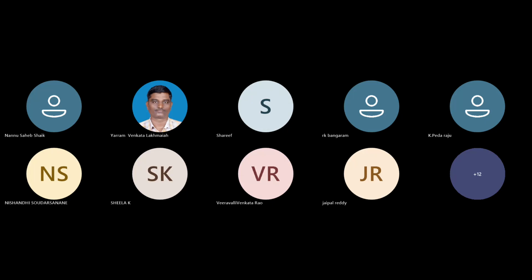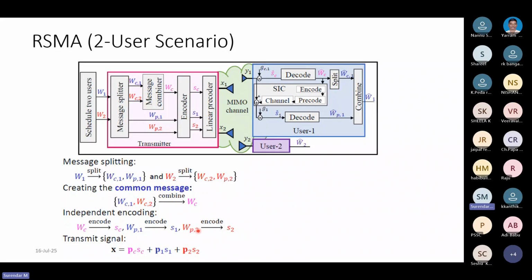Common part symbol, private part symbol 1 and private part symbol 2. Okay, so this is combined, that is superimposed. These three things, that is S1, S2 and SC, are all superimposed and a transmit signal is formed. This transmit signal is then transmitted through the channel, and you can convert this equation into any form. This is the RSMA transmit signal equation.